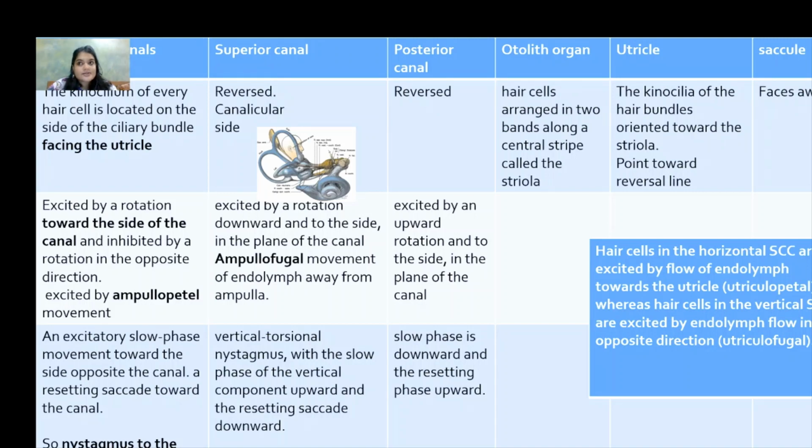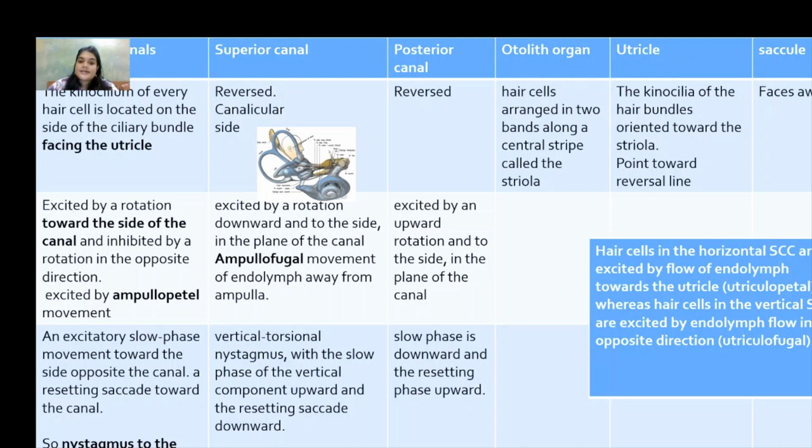So the superior canal is stimulated by looking downward and to the side. So the right superior canal is stimulated by looking downward and to the side, and there will be a slow phase of the vertical component upward, so I am looking like this, and a fast phase downward. So the nystagmus will be downward, a vertical torsional nystagmus to the right side. So the right superior canal is stimulated, and the fast phase of the nystagmus, the resetting saccade, will be downward.